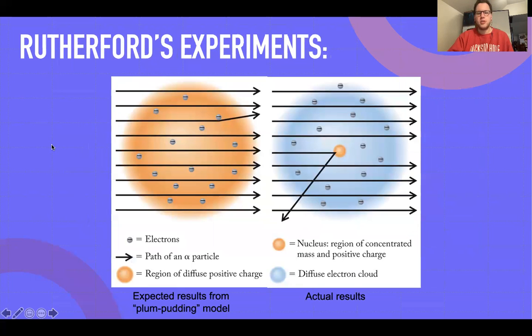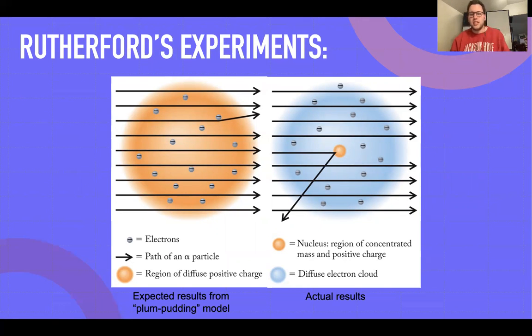So here's what happened. Here's what he expected from the plum pudding model: there's this blob of positive energy, and there are these electrons. He expected some of these particles to go through and slightly hit an electron or be slightly curved, but then all be on the other side. Maybe not in a straight beam, but just kind of a splattering on the other side.